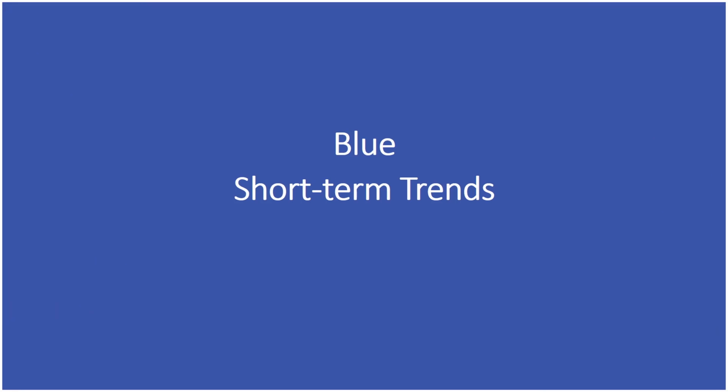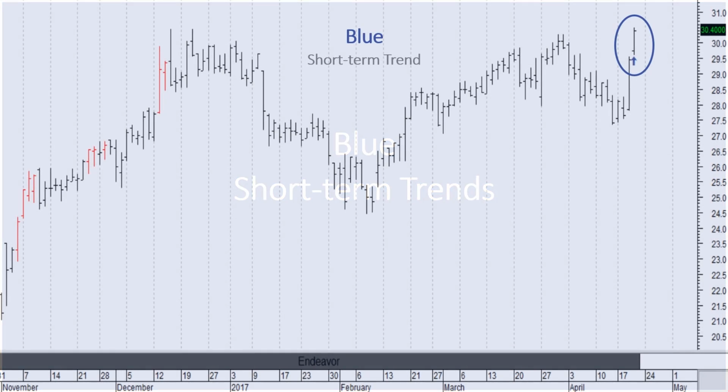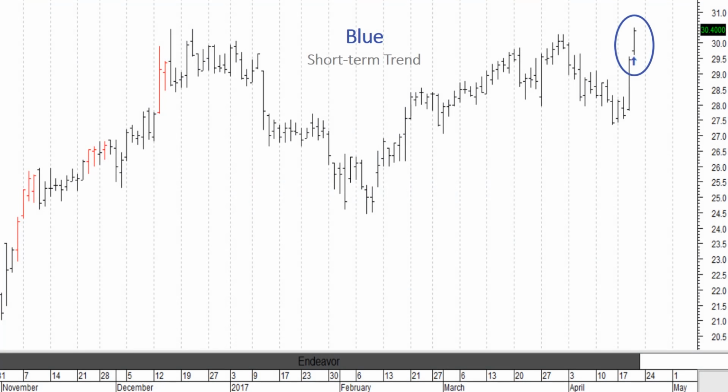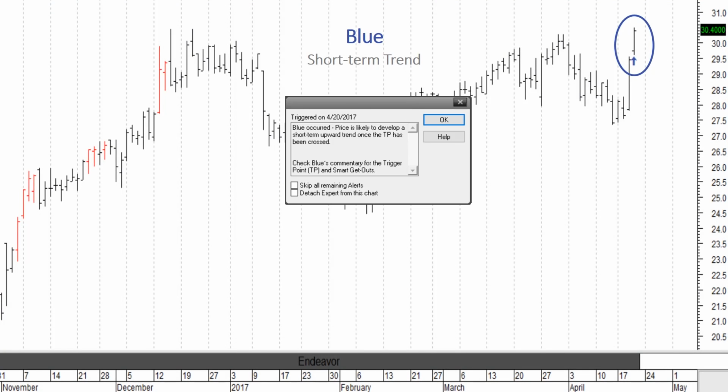Blue signals represent short-term trends. For those of you who like to take quick momentum trades, identifying them will only take a minute. A blue signal will appear on your chart, along with an alert box that quickly defines the signal and reminds you to check the commentary for the trigger point. Let's bring up our commentary.